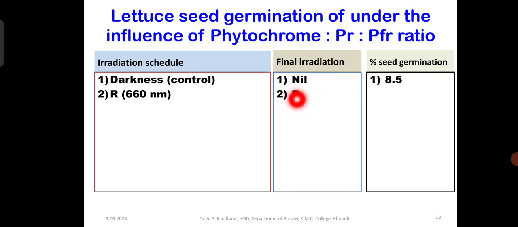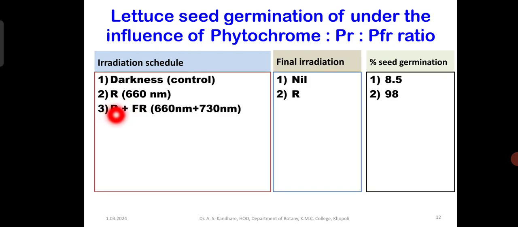Now here red radiation is given, it is 660 nanometer wavelength. So red irradiation is the final irradiation. Now here you can see 98% seed germination occurs. So this indicates how this red light wavelength is greatly influencing the seed germination in lettuce seed, isn't it? So एकदम आप देखोगे कि ये रेड इरेडिएशन देने के बाद 98% तक इसका जर्मिनेशन होता है. So how effective this radiation is, isn't it?